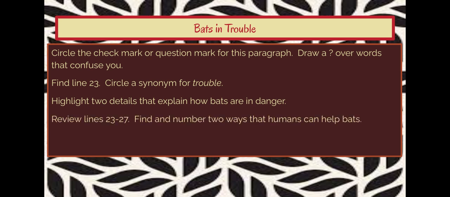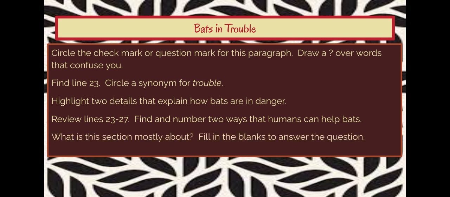Review lines 23 through 27. Find and number 2 ways that humans can help bats. What is this section mostly about? Fill in the blanks to answer the question. Humans put blank in danger. We destroy their blank and disturb their blank. Scientists are trying to help bats blank.